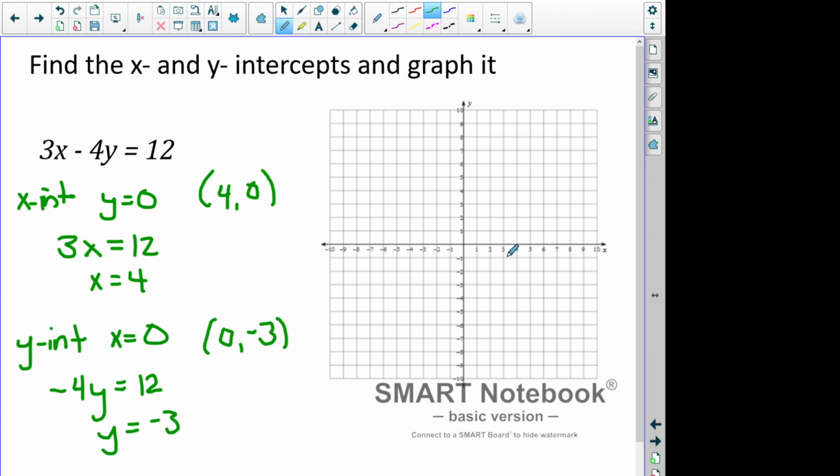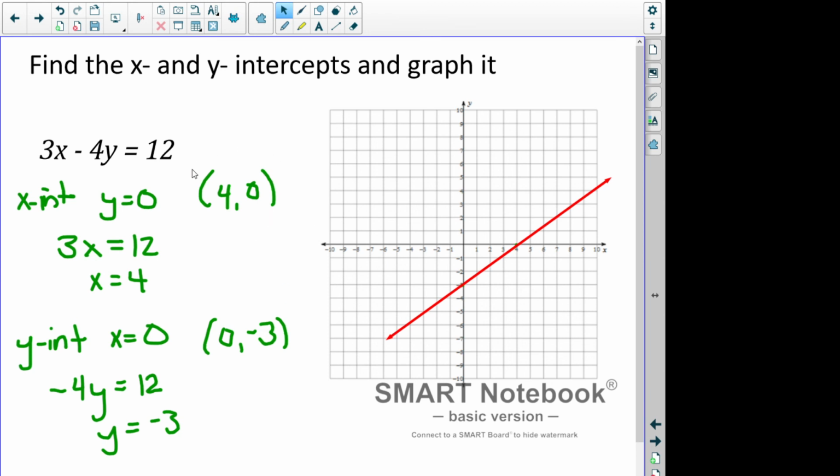So if I place those points, I have (4, 0) and (0, -3), and then I can draw that line through those points. Adjust that a little bit. Okay, so if you're graphing this on paper, you'd want to use a straight edge. Make sure you got a nice and straight line. For using MyOpenMath, they make the graphing pretty easy in there, and so you just have to pick the points and it'll draw the line for you.